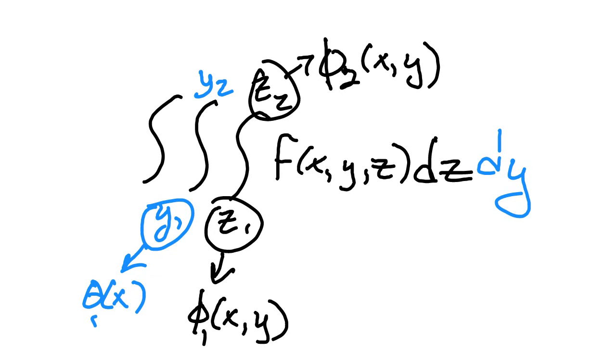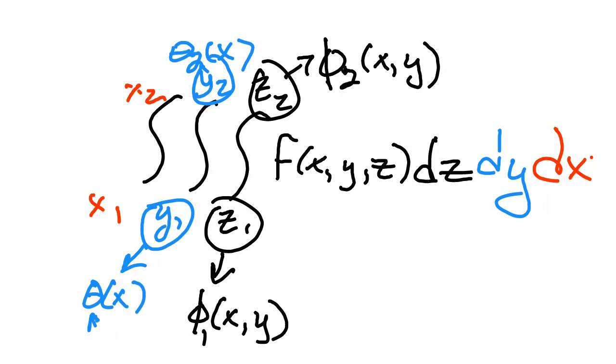So theta 1 of x to theta 2 of x. And really we could use any variable here. But y is going to be some function of x, right? And then last but not least, we go to the dx. X is going to be from x1 to x2. Well, that's just in terms of x, right?